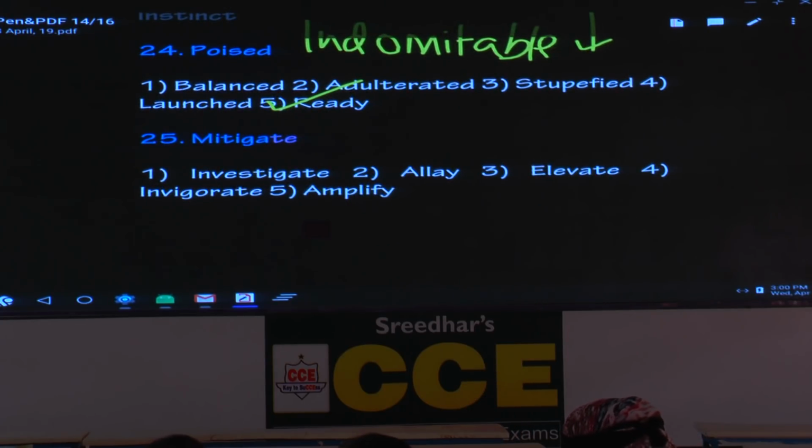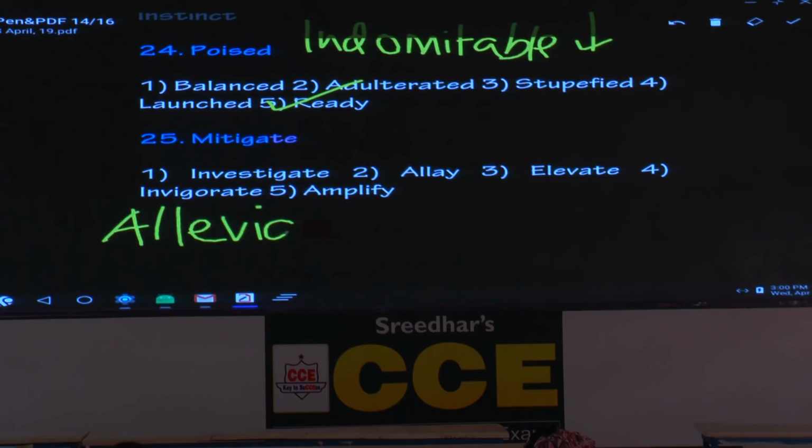Mitigate. You have got this word many a time. Mitigate means what? To reduce. And write a few more words. Mitigate, also write. They go with bank exams. Alleviate, also write assuage.